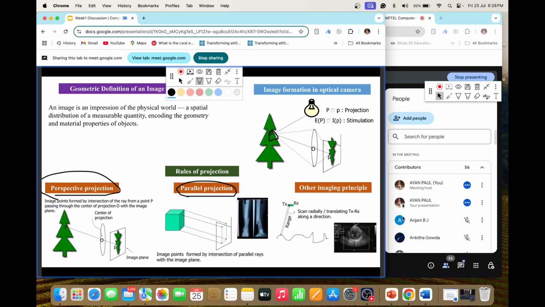So is it clear? Can you please explain, repeat the other imaging principle?